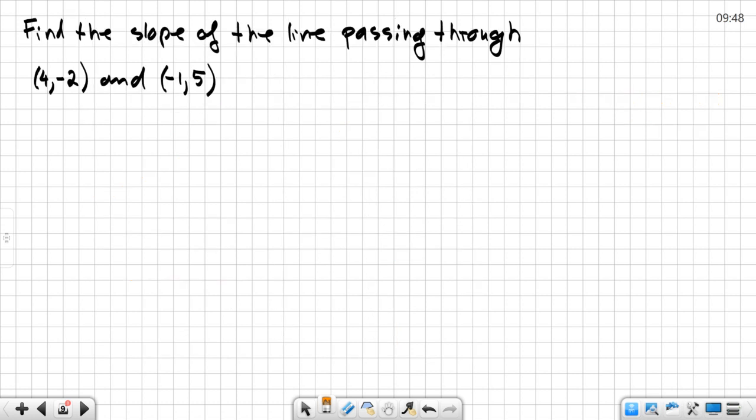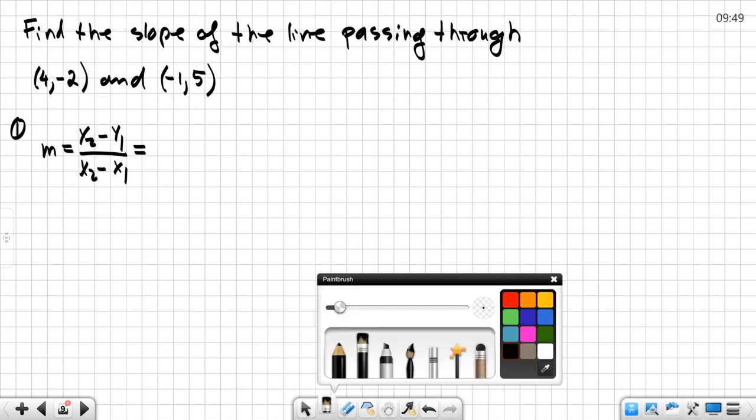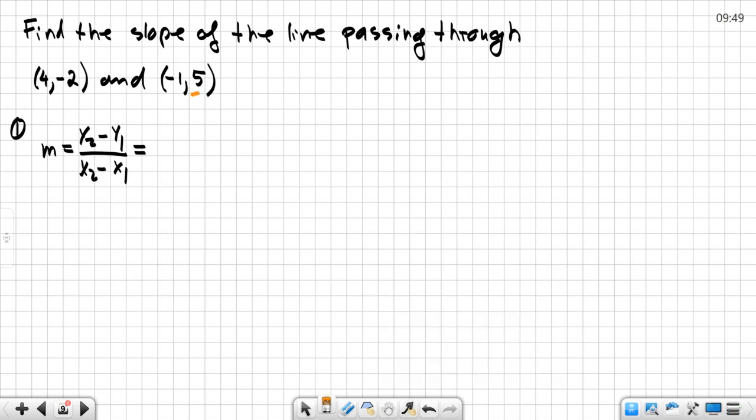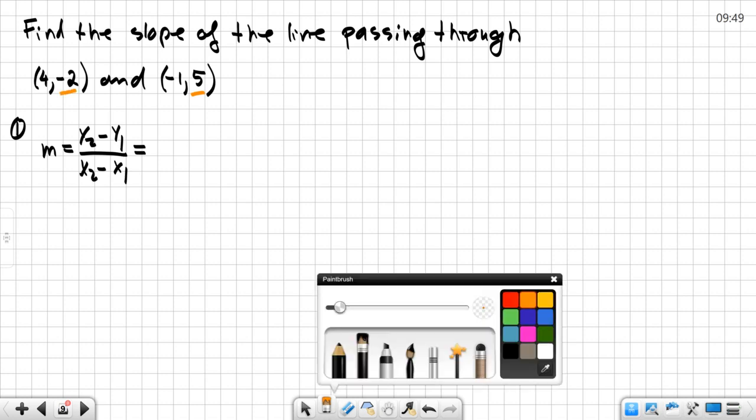Let's go ahead and find the slope of the line passing through (4, -2) and (-1, 5). This time I'm going to show you this in two different ways. Let's first use our formula. m is equal to y2 minus y1 divided by x2 minus x1. Let's say y2 is 5 and y1 is -2.